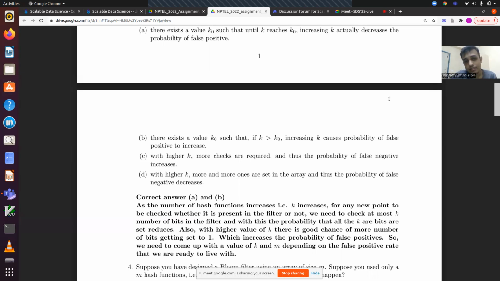So basically, if you increase the number of hash functions, then there have to be more matches, and that is a low probability. Less chance of false positive, because instead of matching at only one location, it now has to match at two locations, or let's say three. So that is less likely to happen. Yes, understood. Okay, and the next question.